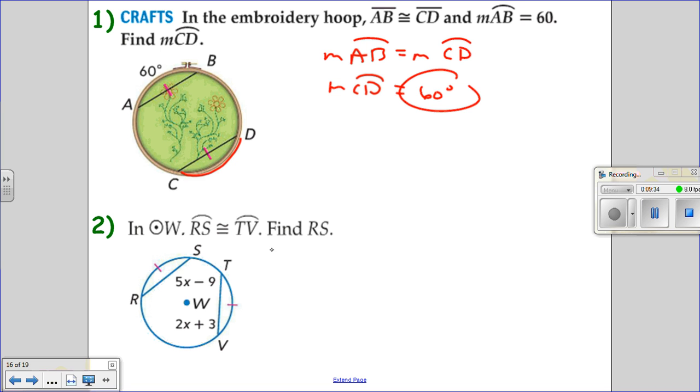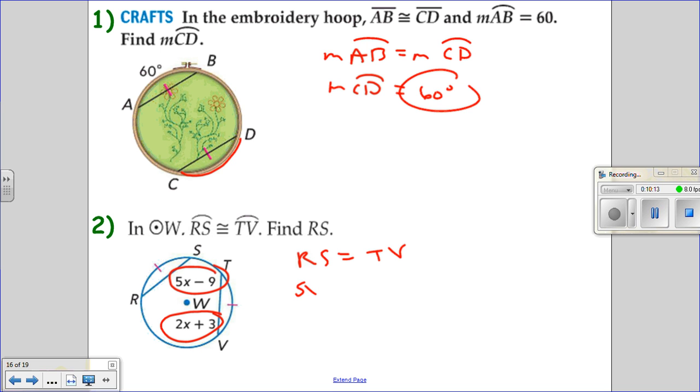Number 2, in circle W, arc RS is congruent with arc TV. And again, they're marked with the tallies to further justify that. It wants us to find RS. So since they're telling us the arcs are congruent, then the reverse is true. That means the chords are congruent. And the chord RS is 5x minus 9. The chord TV is 10x plus 3. So again, RS is equal to TV based on one of the properties. I believe it's the same one as number 1.